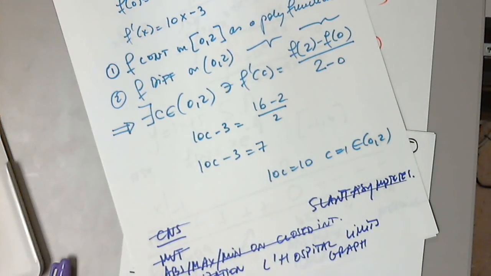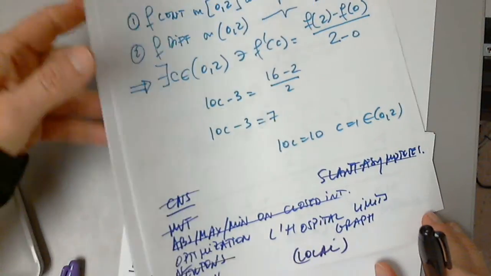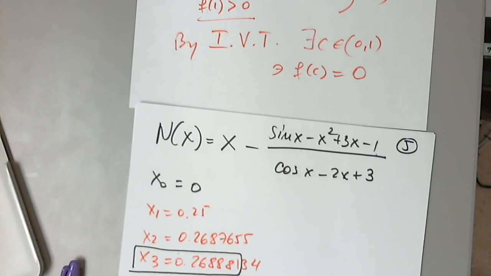So this was Newton's method. We're postponing the inevitable. Okay, so this was Newton's method. What about optimization? What about a graph?